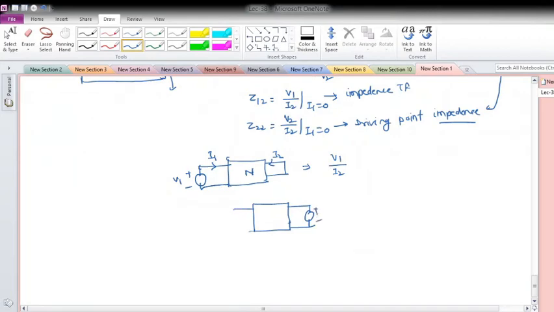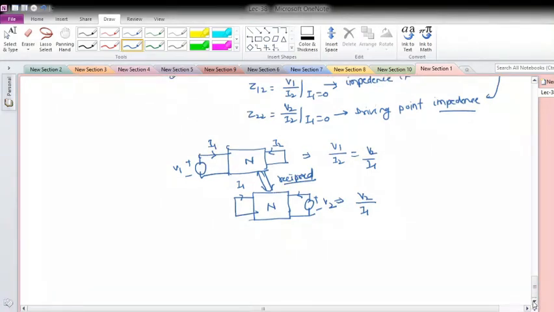Okay, and I will note down the current, that is I1. This is the same network, and this is my V2. So I will get this ratio V2 upon I1. Now if I am saying that the network is reciprocal, this will happen if and only if V1 by I2 is equal to V2 by I1. So let us check it out, what kind of condition we will get for the reciprocal network.